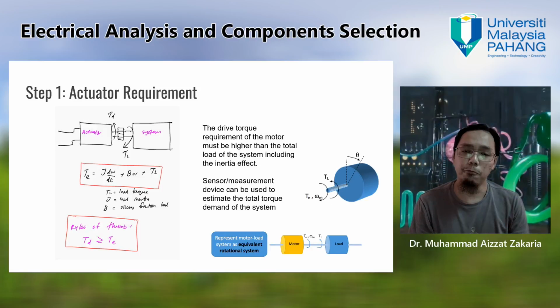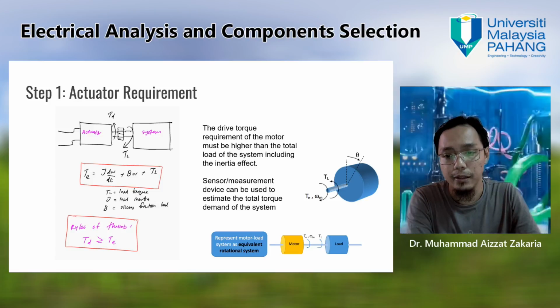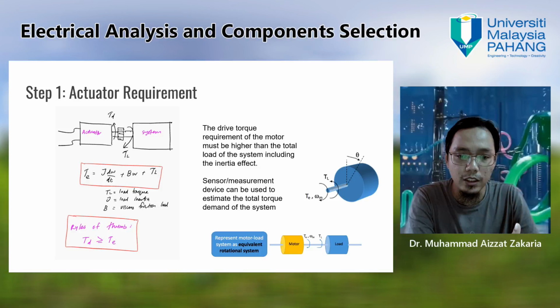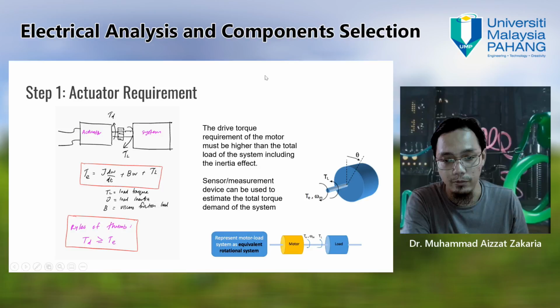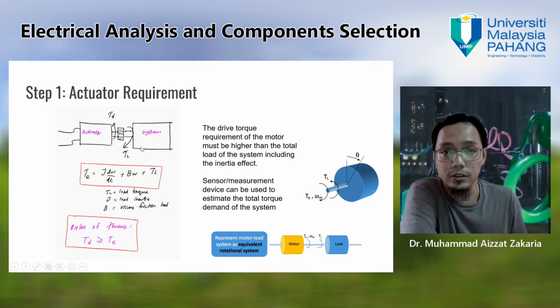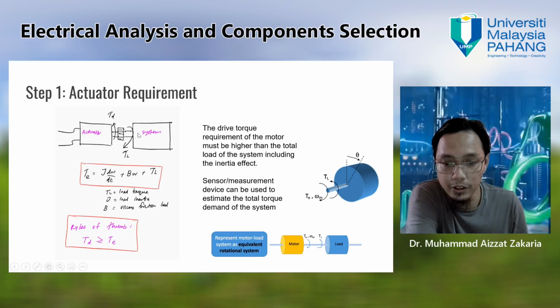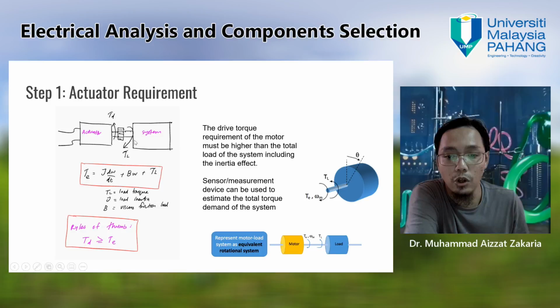If we understand the force balance equation, then we need to see the actuator requirement of our system. For example, this is your system. In order to move your system, this is the load torque that is required by our system.